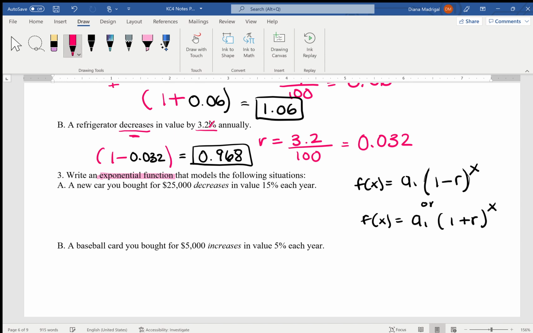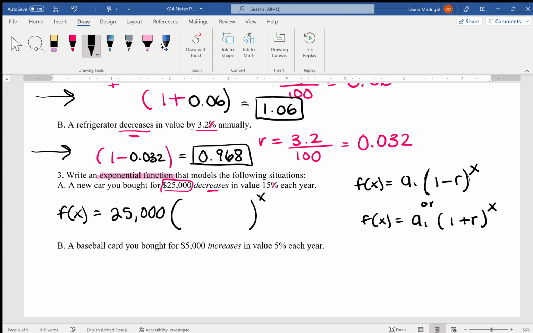Don't forget that, let me help you out. It says a new car you bought for $25,000 decreases in value by 15% each year. Decreases means that it's going down 15%. Remember, it's a percentage. We need to take that percentage off. Let me start this equation. f of x is going to be, again, a is the 25,000 because that's how much you start with. What I need you to fill out is what's going to be inside the parentheses here. And you already know what goes in here because we figured it out in question 2A and 2B.